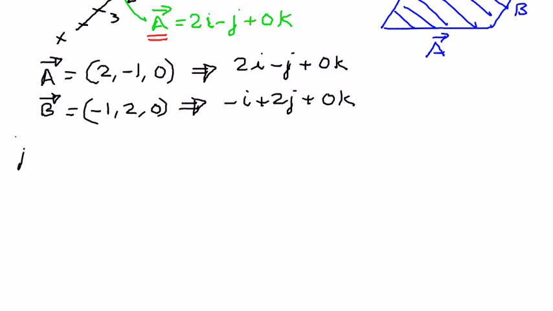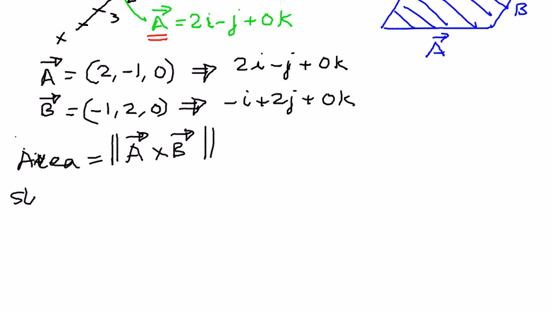We know that the area of a parallelogram is given to us as vector A cross vector B, and we're going to take the magnitude of that, and that should give us the area of the parallelogram. To do that, let us write them down in these different steps.